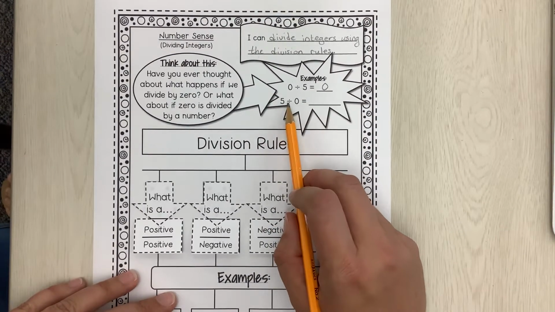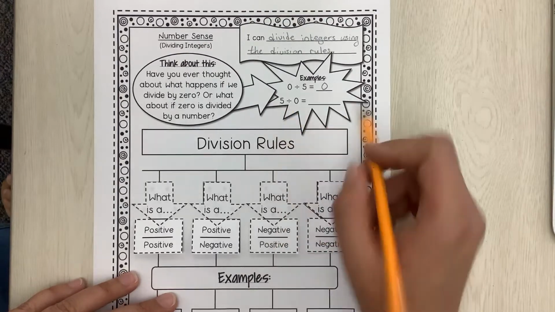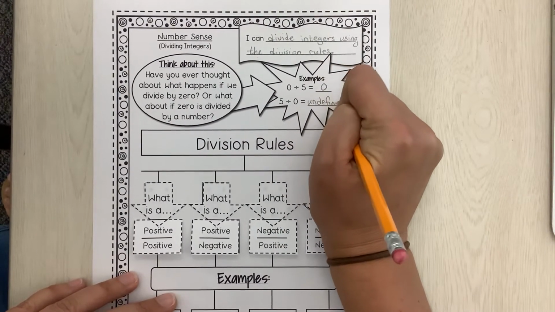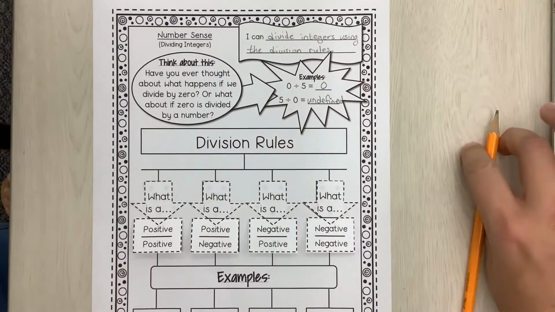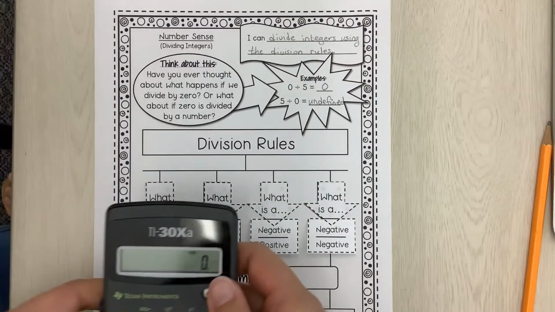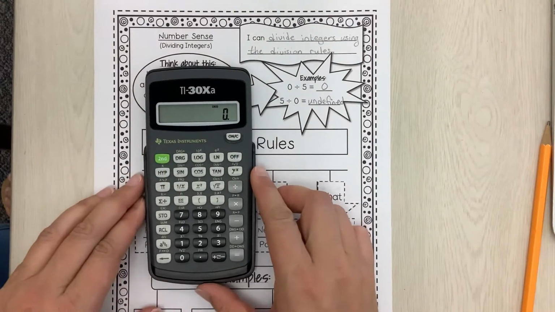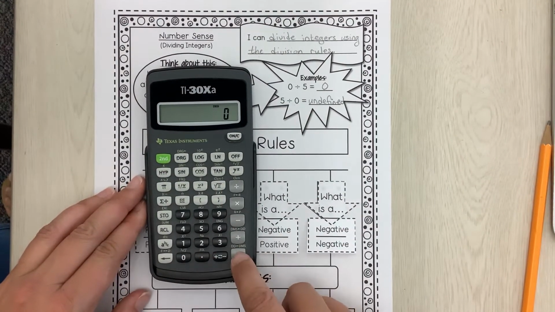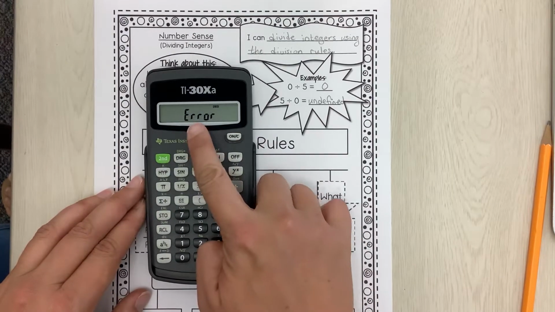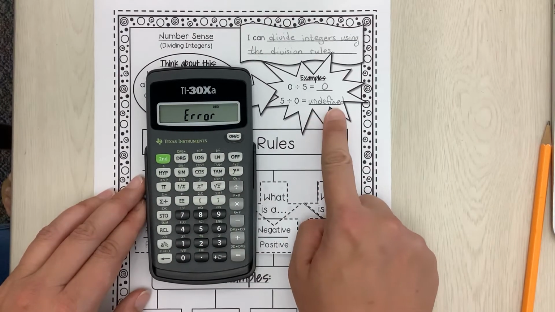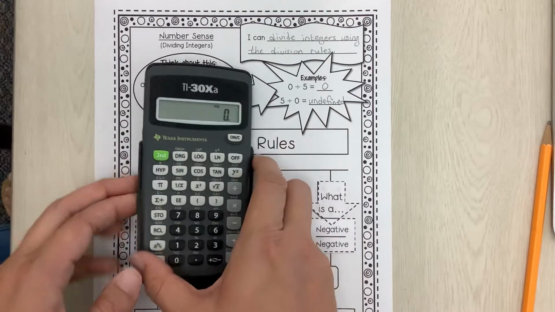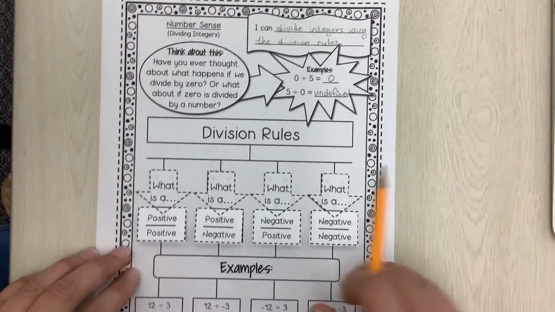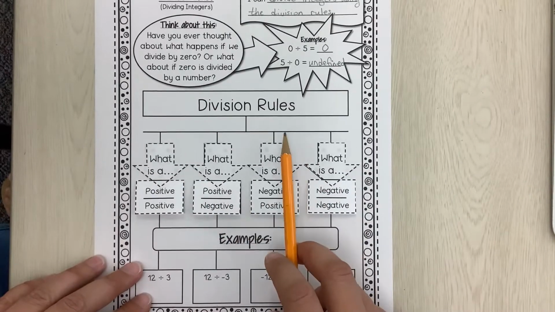Now 5 divided by 0, we're going to write undefined. And I'm going to show you on your calculator what that means. If you had a calculator and you did 5 divided by 0 and you press enter, you're going to get an error message or undefined. What that means is you cannot do it. It's not possible.